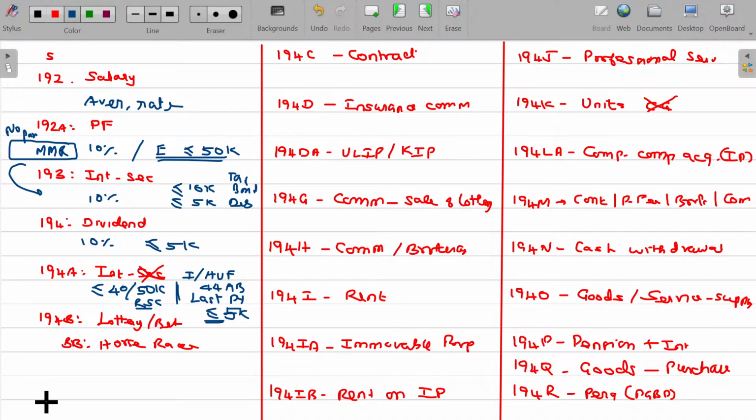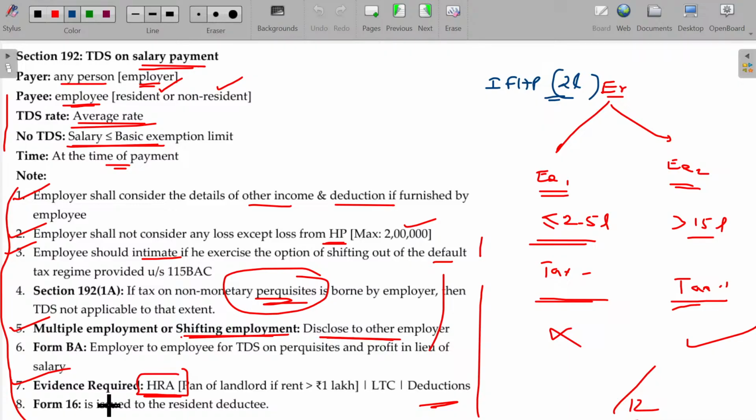Lottery, betting, gambling. Now what could be the TDS rate? Not entertained. This should not be entertained. So a flat rate of 30% will be taken here. Here 30%. If the same payment is made to a non-resident, what happens? Automatically you have to apply surcharge and health and education cess also. Clear? So 194B, BB, very simple. You can finish up just like that.